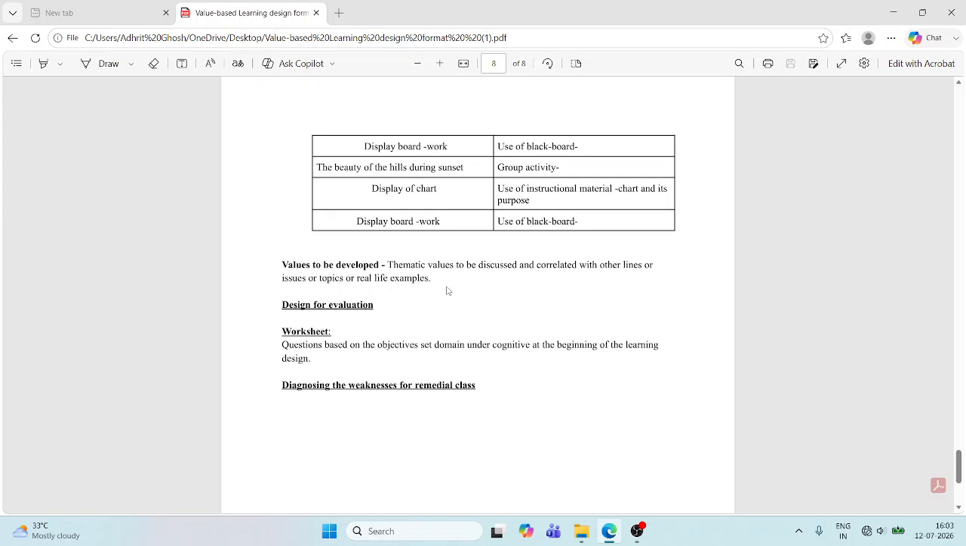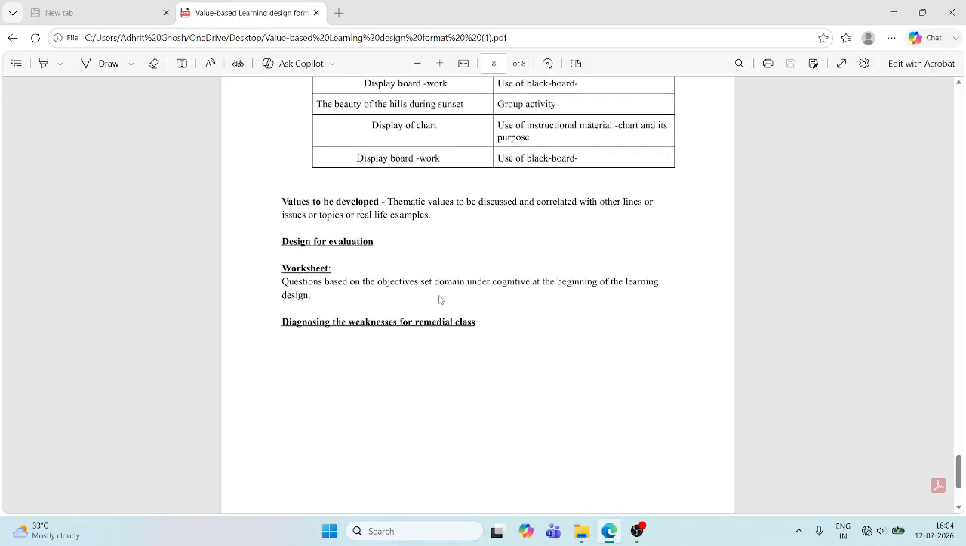Here you can also, if you want, use correlation. You can correlate with some other quotations or some other poems or something similar to this, or some other related topic also, which is related to this particular message or this particular thematic value, okay, or values mentioned.